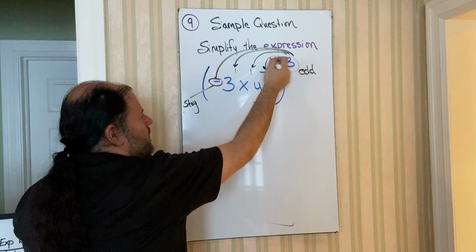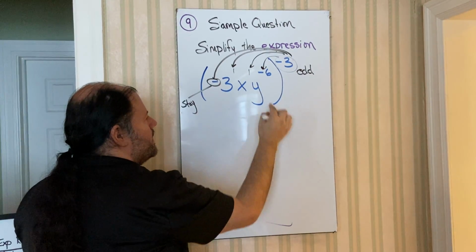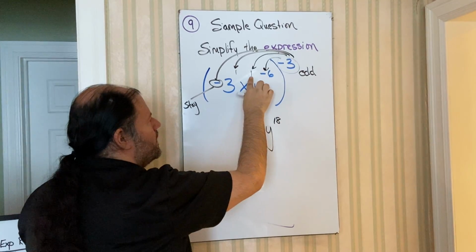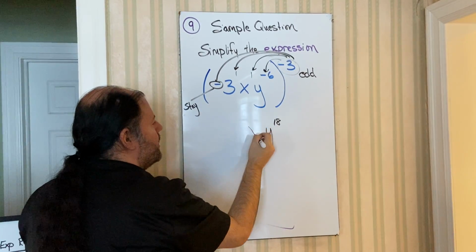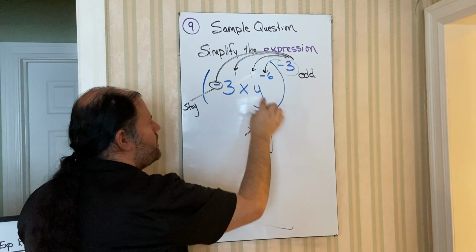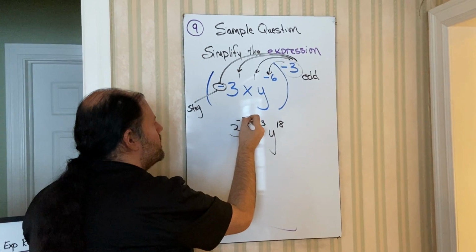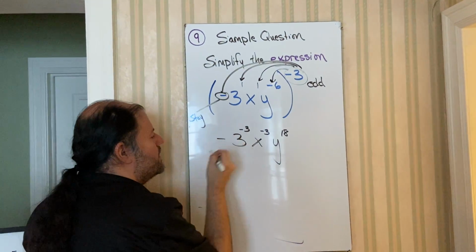Now, let's distribute by multiplying. We have y, -6 times -3, positive 18. 1 times -3, -3. 1 times -3, -3. And we know that the negative is going to stay.